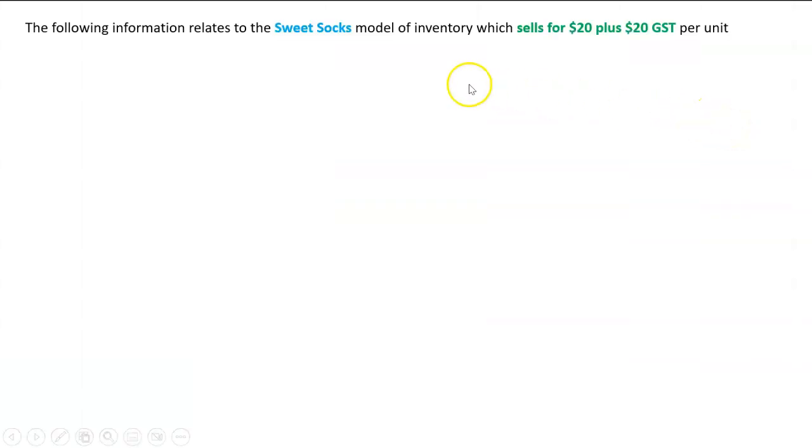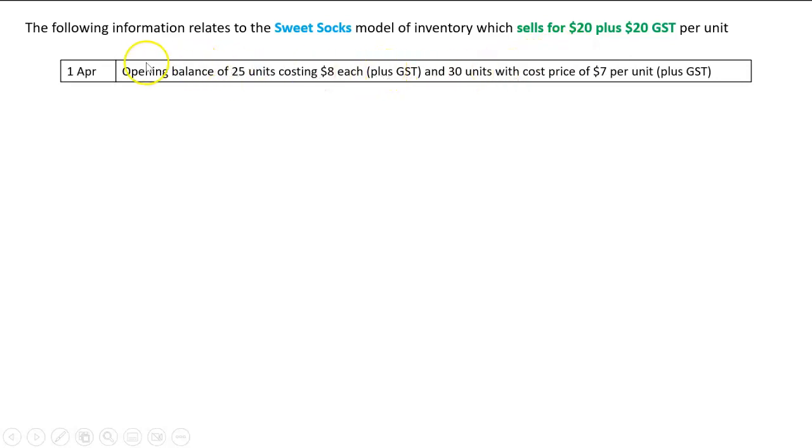So let's start with the first one. The following information relates to the Sweet Socks model, and it sells for $20. That should say $2 GST, not 20. But that selling price is going to be important, because we might need that number to determine how many units we sell. So the first one says 1st of April, opening balance of 25 units costing $8 each plus GST, and 30 units with a cost price of $7 per unit plus GST.